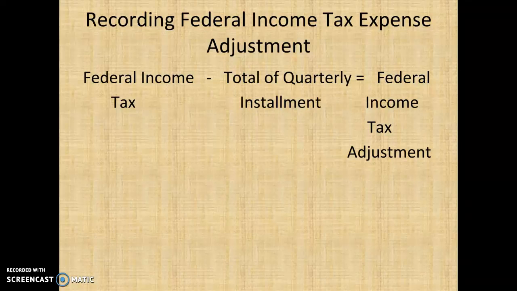And then to record that adjustment, we'll take whatever we calculate as our federal income tax. We will subtract out our quarterly installment. So it just means what we've already paid in to get whatever that federal income tax adjustment is.